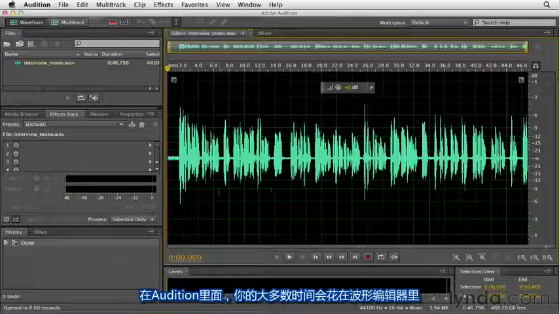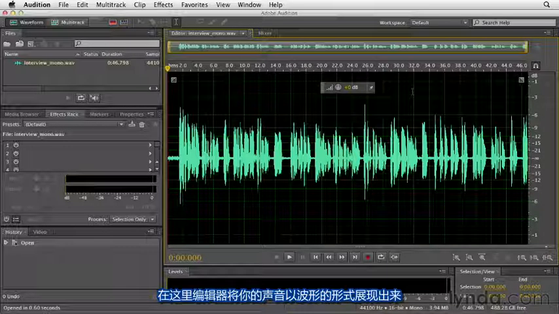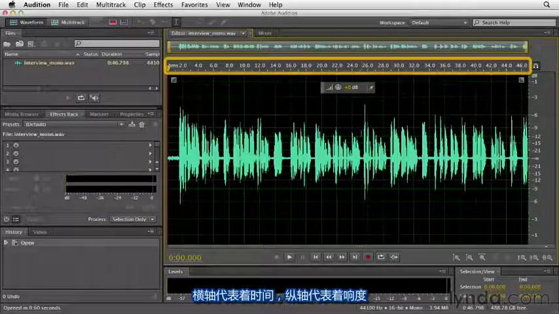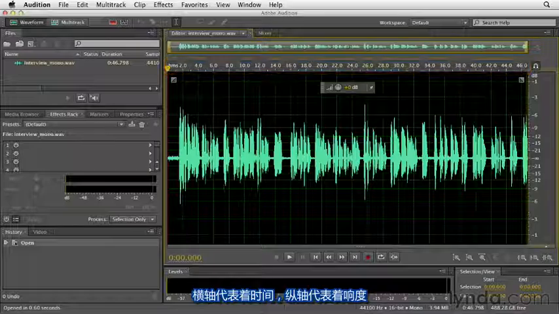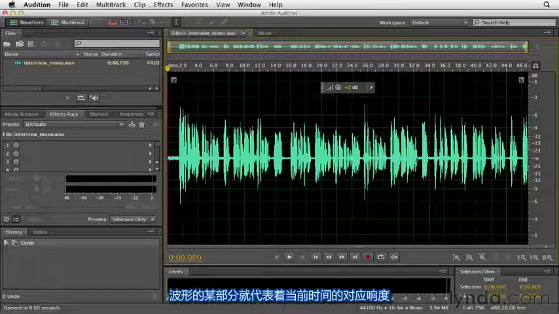In Audition, you'll probably spend most of your time working here with the waveform editor. We have an entire chapter coming up in which I'll go into detail, but basically, the waveform editor displays your audio file as a waveform, where time is measured on the horizontal axis, and amplitude is measured on the vertical axis. The height of the peaks you see here tell you how loud the sound is at any given time.